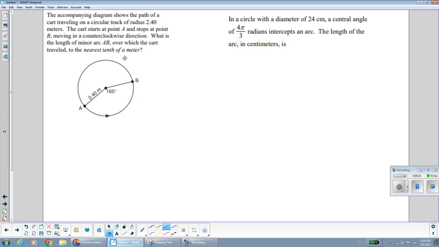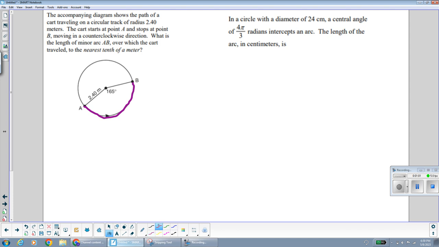So if you take a look at the first question, we are shown the path of a cart traveling on a circular track of radius 2.40 meters. The cart starts at point A and stops at point B, moving in a counterclockwise direction. So the cart's going from here to here. What is the length of minor arc AB over which the cart traveled to the nearest tenth of a meter? So we need to find the length of this arc.